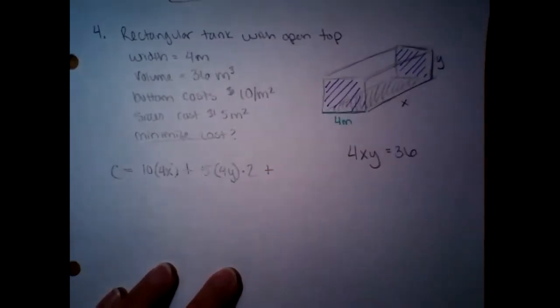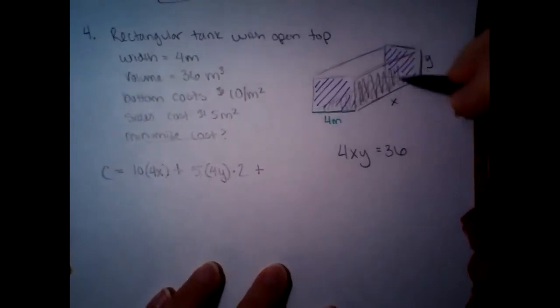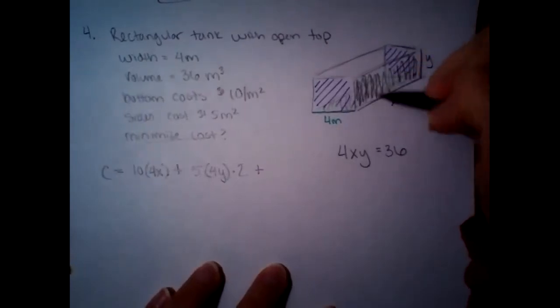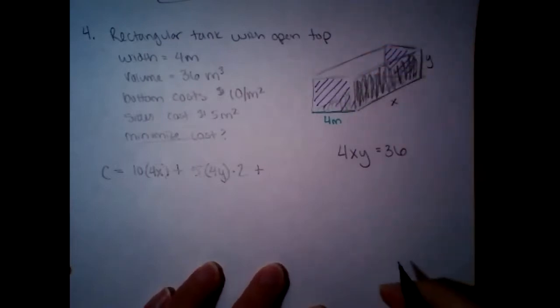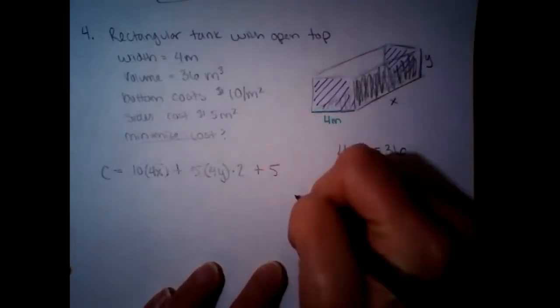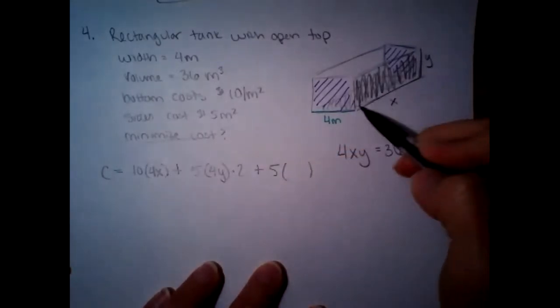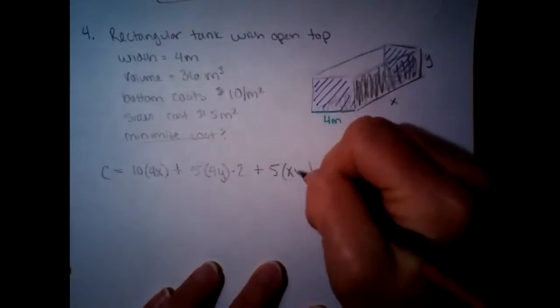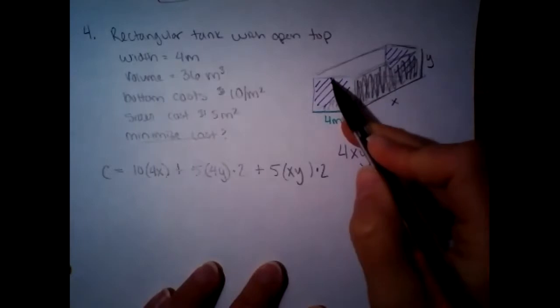All right, and then lastly, I'm going to do the other 2 sides. So that would be this one. Gosh, I've totally ruined this picture at this point. This side and then the one on the other side. So again, it's $5 per square meter. That area would be x times y. And there are 2 of them. There's this side and there's that side.